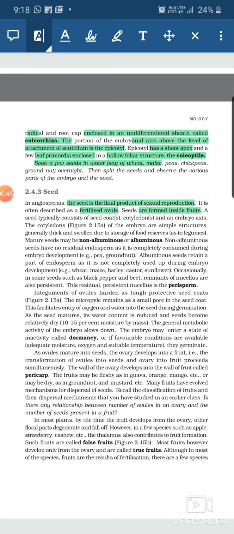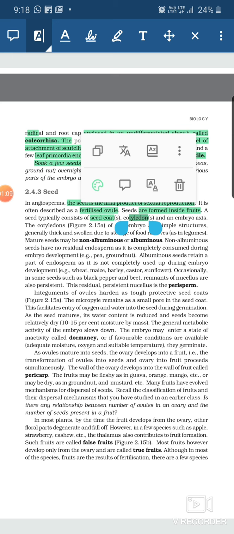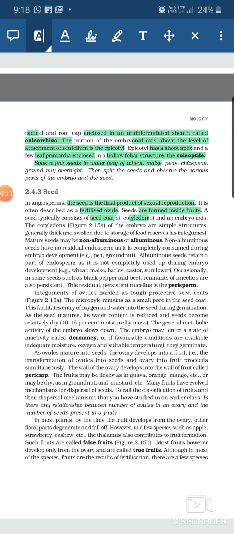We know that the fruit is formed from the ovary and the seeds are formed from the ovule, and ovules are present in the ovary. So the seeds will be formed inside the fruit. A seed typically consists of a few parts, like the seed coats. It may have a single seed coat or many seed coats. Cotyledon: it may have one, which means monocot, or two, which means dicot. And the embryonic axis is also present. So these are the three major parts of any typical seed.